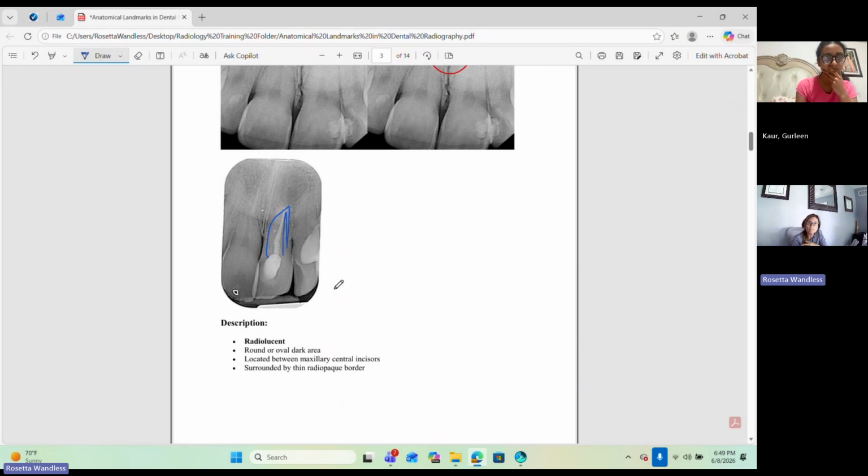It's a round oval dark area located in the maxilla between the central incisors, and it's surrounded by a thin radiopaque border. That's how we tell, right? And what is the radiopaque border? It's bone. It's just a collection of bone cells. That's why it's showing that radiopaqueness. That's all, okay?